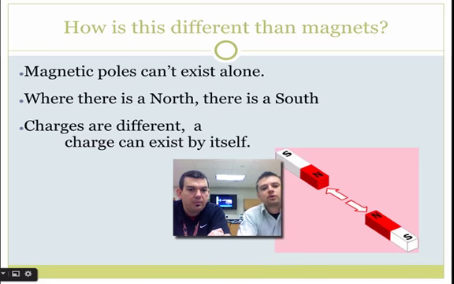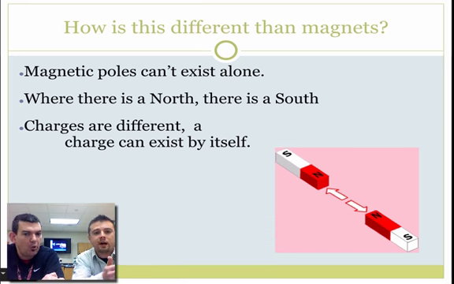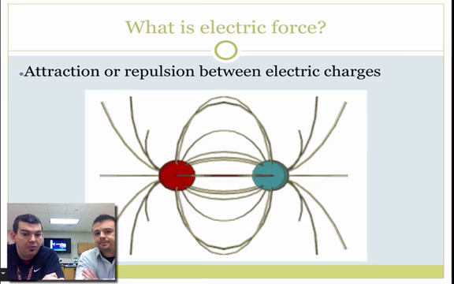Okay. So this is different than magnets, though, because magnetic poles can't exist alone. Anytime you have a north, you always have a south. Always. But charges are different. Charges can exist by themselves. I can just have a negative charge on something, and that's okay. I don't have to have a balance with a positive charge, and that's fine.